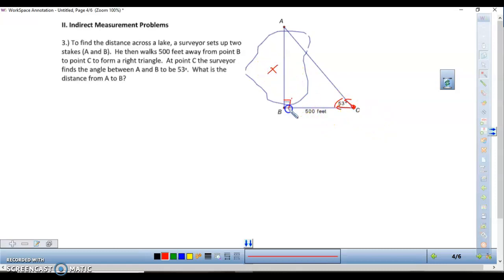And again, I guess I'm not very creative, huh? These are all tangent problems. If this is my angle, this is opposite, this is adjacent, this is simply another tangent problem. So the tangent of 53 degrees is opposite, which is x, over adjacent, which is 500. And then to solve for x, I'll multiply both sides by 500.